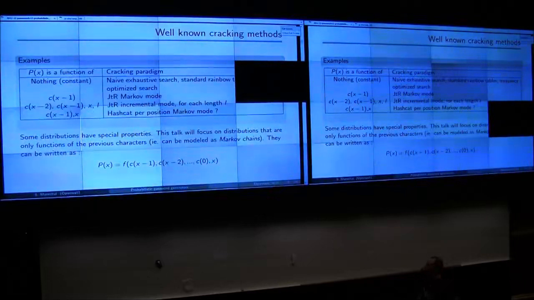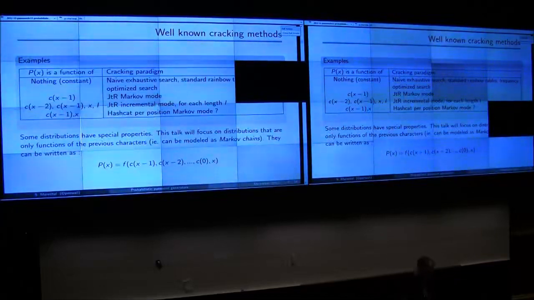Okay, so there is also John the Ripper incremental mode, which has been there for a long time, and which is a much more complicated model in the sense that it uses the two previous characters, the current length of the password, and the current position of the character. There is also what I thought was stats, hashcat's per position Markov mode, but which turns out to be entirely wrong, so please disregard this line.